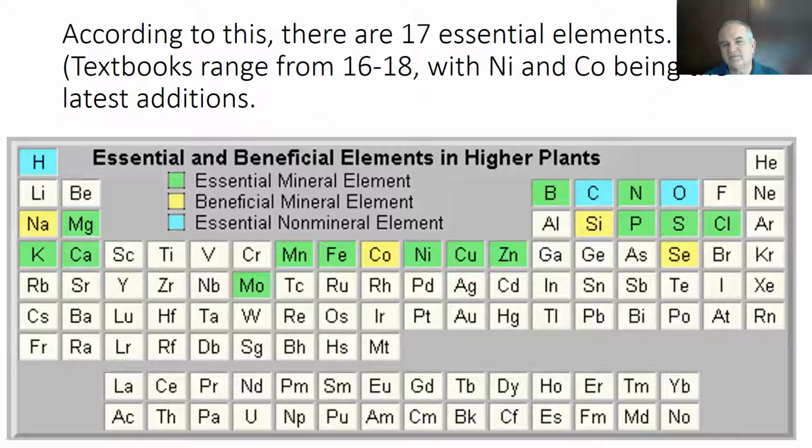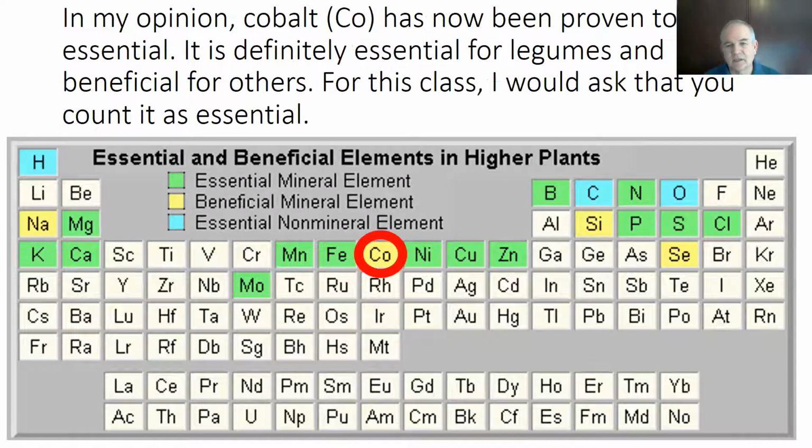If we look at textbooks, there's anywhere from 16 to 18 essential elements, depending on who you ask. According to this, there's 17, but nickel and cobalt are kind of the latest additions. In my opinion, cobalt is essential. It's especially essential for legumes, no question. Probably beneficial at least for others. And we're just going to consider that as essential. I'm going to have you memorize that as being essential.